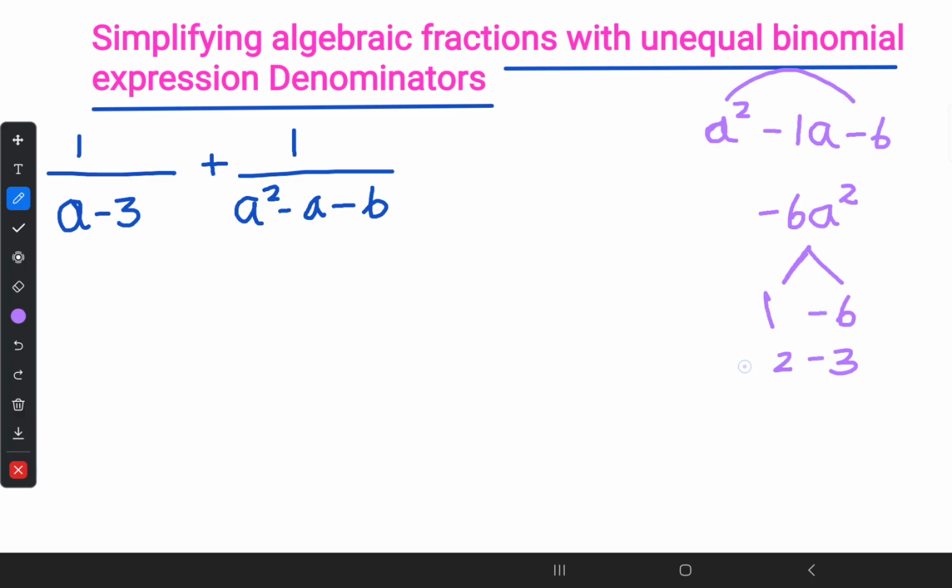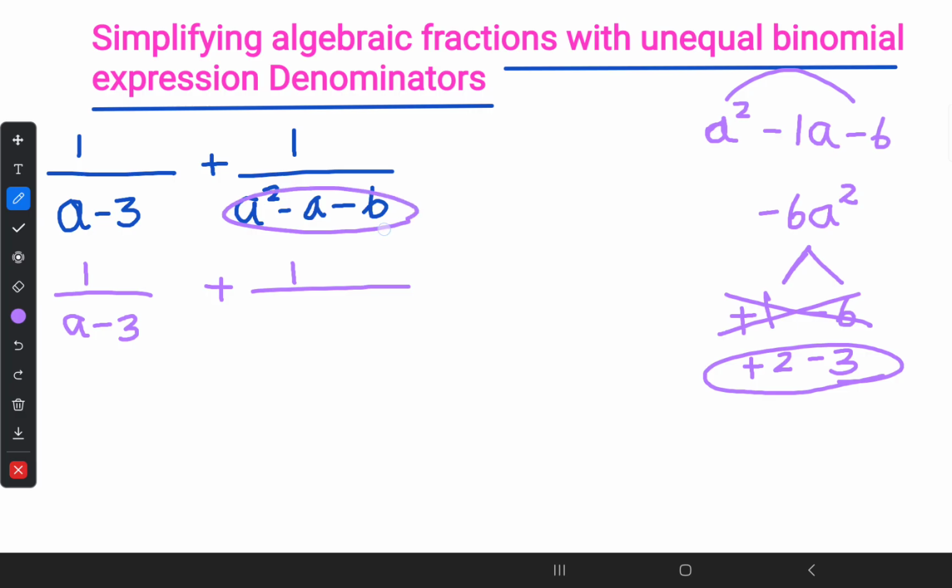each pair. The next one would be positive according to the multiplication. Then 6 and plus 1 will become negative 5, so this is incorrect. This would be the suitable multiplication pair: positive 2 and negative 3. So I can express this 1 upon a minus 3, which remains the same. After factorizing the quadratic expression, it will become a plus 2 times a minus 3. So simple.